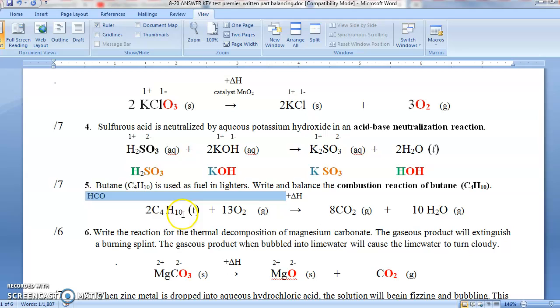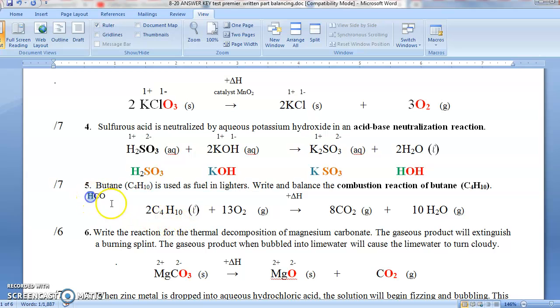Hydrogen is first. We have 10 hydrogens there. So initially we're going to try to put a 5 in front of the water. 5 times 2 is 10. However, if you remember, we cannot put an odd number in front of the water because that would give us an odd number of oxygens. 5 times 1 would be odd. We look over here, we can never have an odd number of oxygens. So we double it to make that 10. 10 times 2 is 20. So we now have to put a 2 in front of this. 2 times 10 is 20.